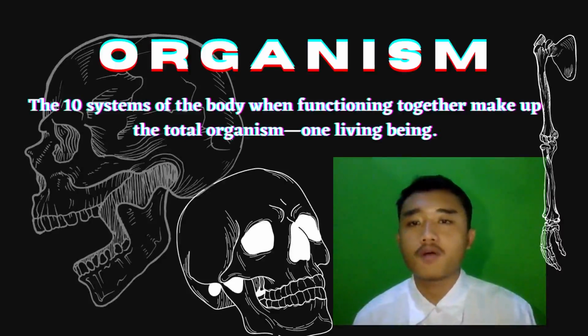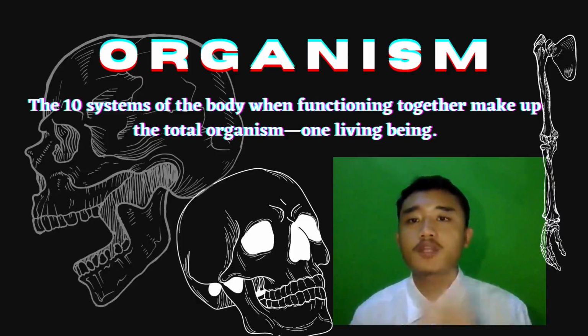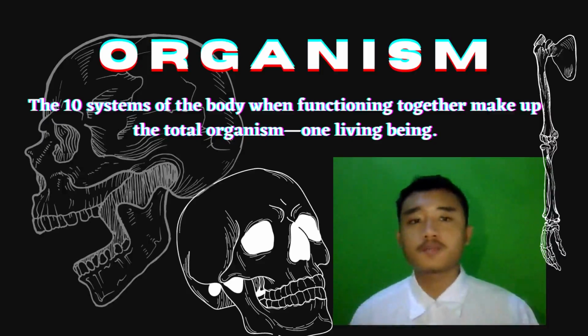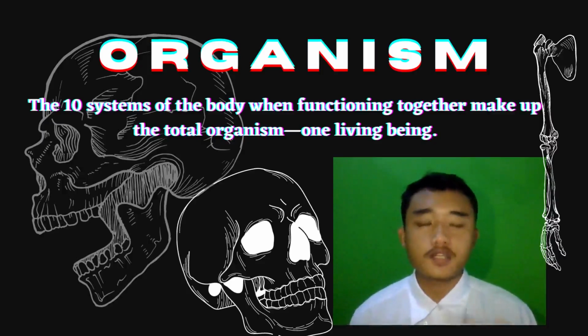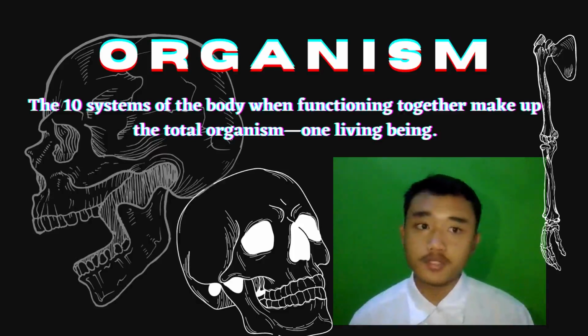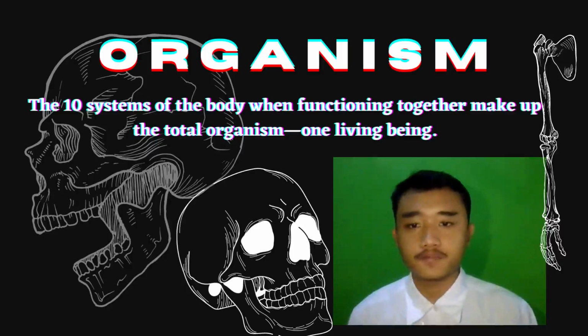And the last we have organism. Organism is the 10 systems of the body when functioning together to make up the total organism, one living being. In another explanation, an organism is a living being that has a cellular structure and that can independently perform all physiologic functions necessary for life. In multicellular organisms, including humans, all cells, tissues, organs, and organ systems of the body work together to maintain the life and health of the organism.